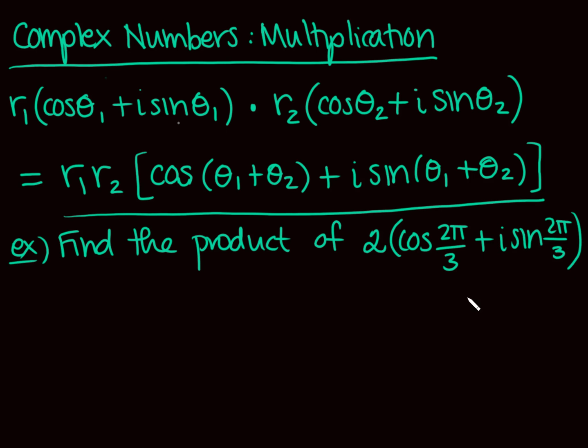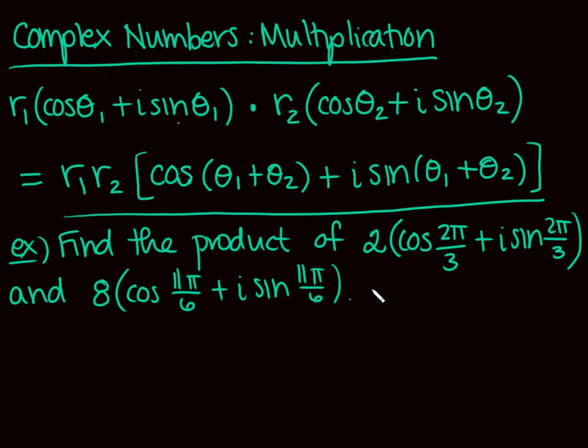Okay, so 2 times the cosine of 2 pi over 3 plus i sine of 2 pi over 3. And let's say 8 times the cosine of 11 pi over 6 plus i sine of 11 pi over 6. And then let's write the answer in standard form. You can't always do that, but I think we'll be able to on this one. Anytime I say standard form, what I mean is a plus bi. I don't want it in trig form.